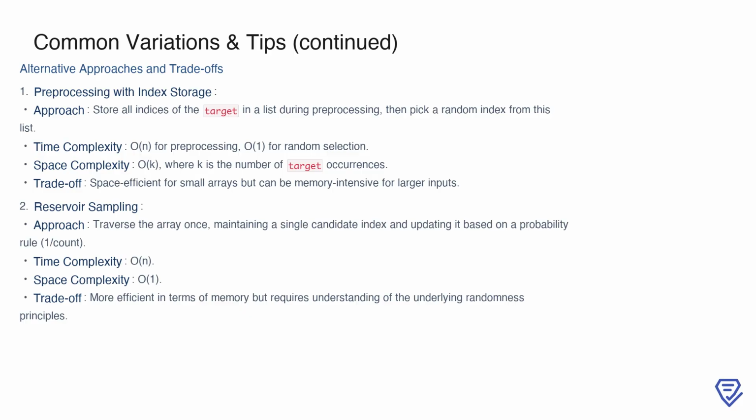Another approach is reservoir sampling, which is particularly useful when memory is a concern. In this method, you traverse the array once, maintaining a single candidate index that you update probabilistically as you encounter new occurrences of the target. This approach is highly space efficient, using only O(1) space, with a time complexity of O(n). However, it requires a solid understanding of how to maintain uniform randomness during the traversal. Each of these methods has its strengths, and the choice often depends on the specific constraints of the problem.